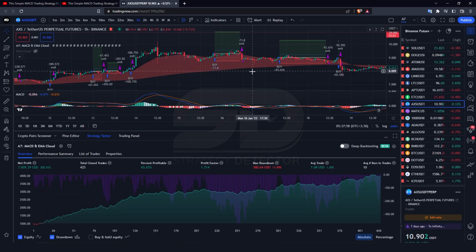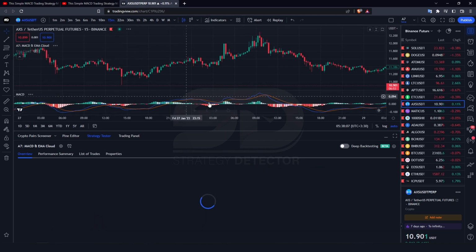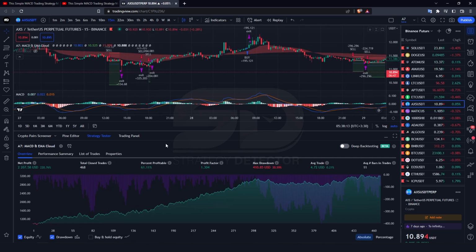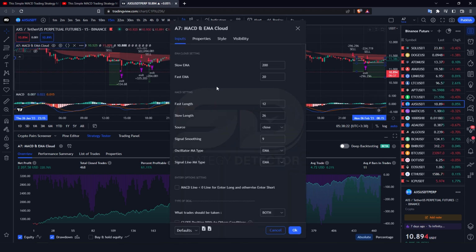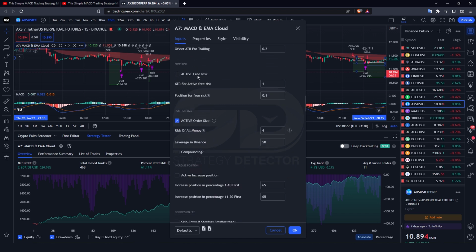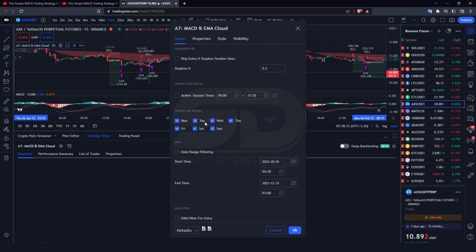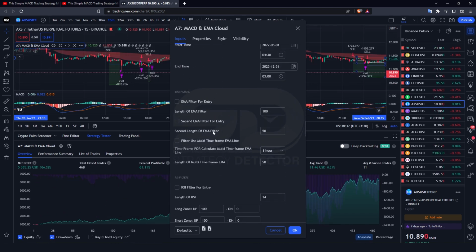Well, now we change the time frame. And as you can see, it's still a profitable strategy. Okay guys, this strategy is recommended and it's actually a good strategy with acceptable win rate and net profit percentage. And we can backtest it in many different currencies, and also you can add or remove any other filters in the settings. For example, you can activate free risk or compounding. Also, you are able to filter the date and time. You can use different EMA filters to enter a position.